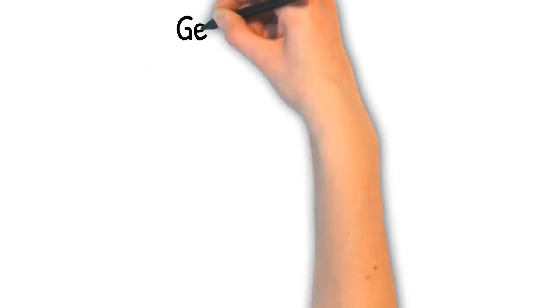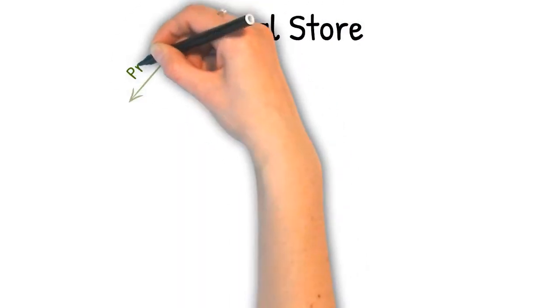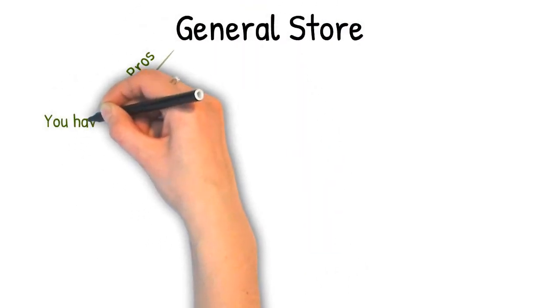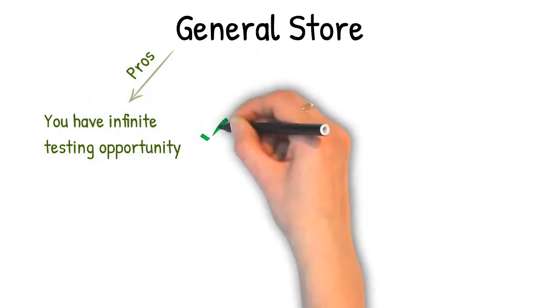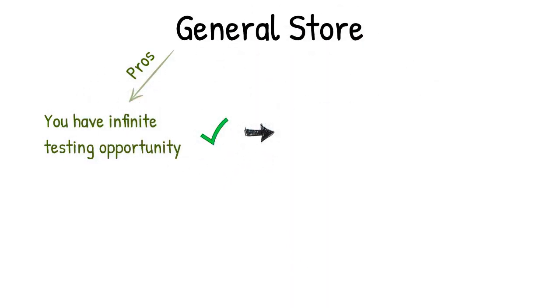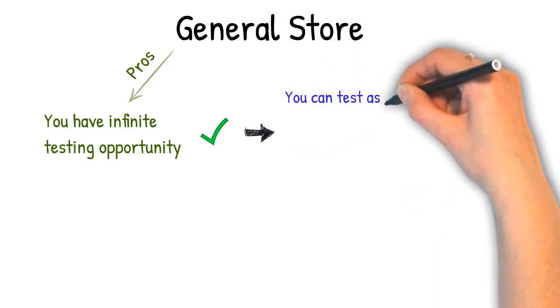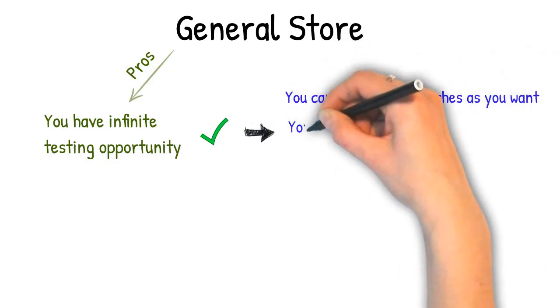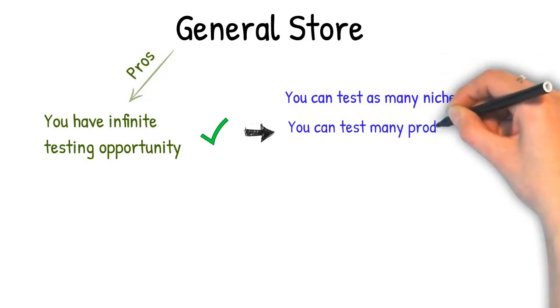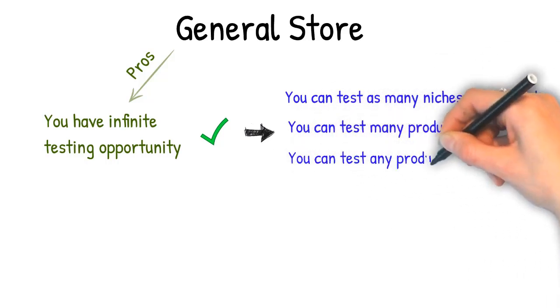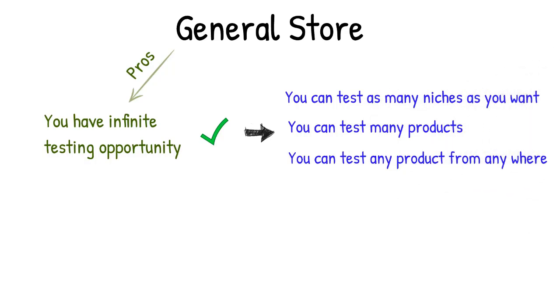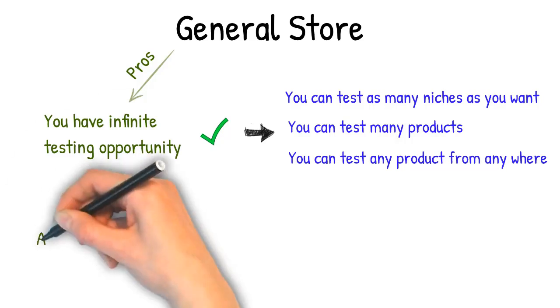So let's start with the general store. What are the pros and cons of a general store? With a general store, you have infinite testing opportunity, and this is awesome because you can test as many niches as you want, and you can test many products until you find a good niche. With a general store, you are not limited with the number of products you can test because you don't really have a specific niche, so you can test any product from anywhere.